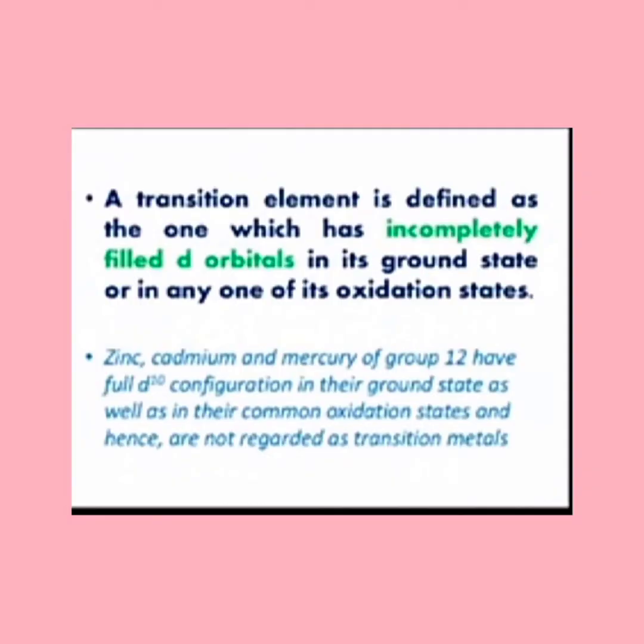A transition element is defined as one which has an incompletely filled d orbital in its ground state or in any of its oxidation states. Zinc, cadmium and mercury of group 12 have completely filled d orbitals. They have d10 configuration in their ground state as well as in their common oxidation states. Hence, they are not considered as transition elements.